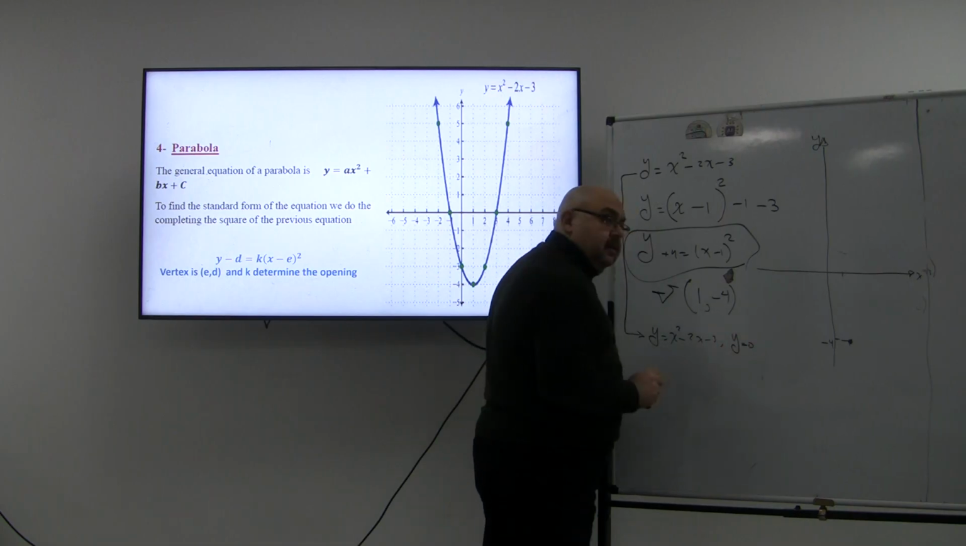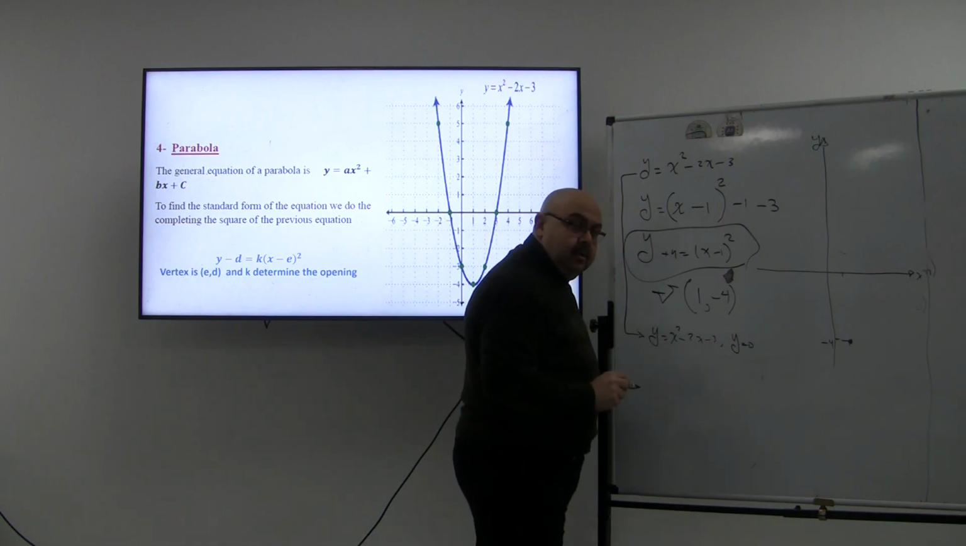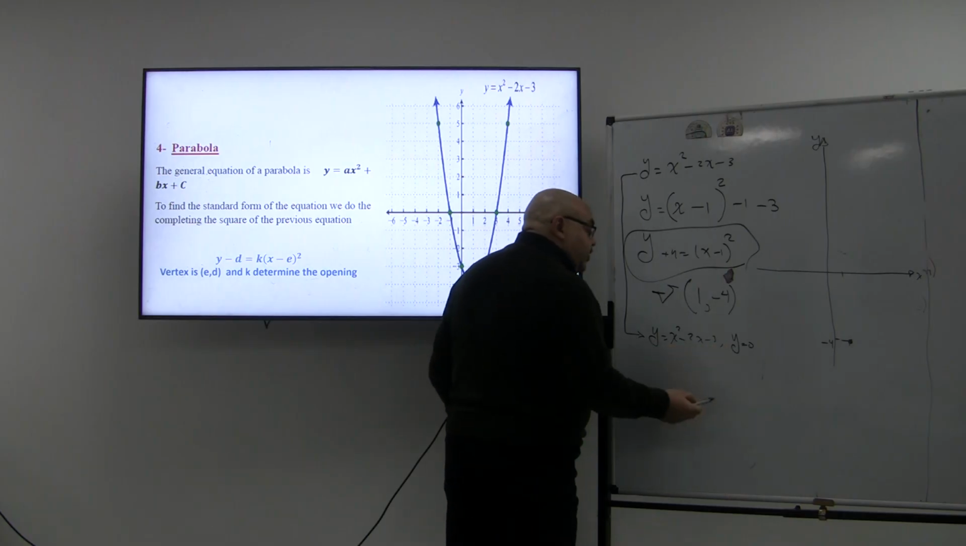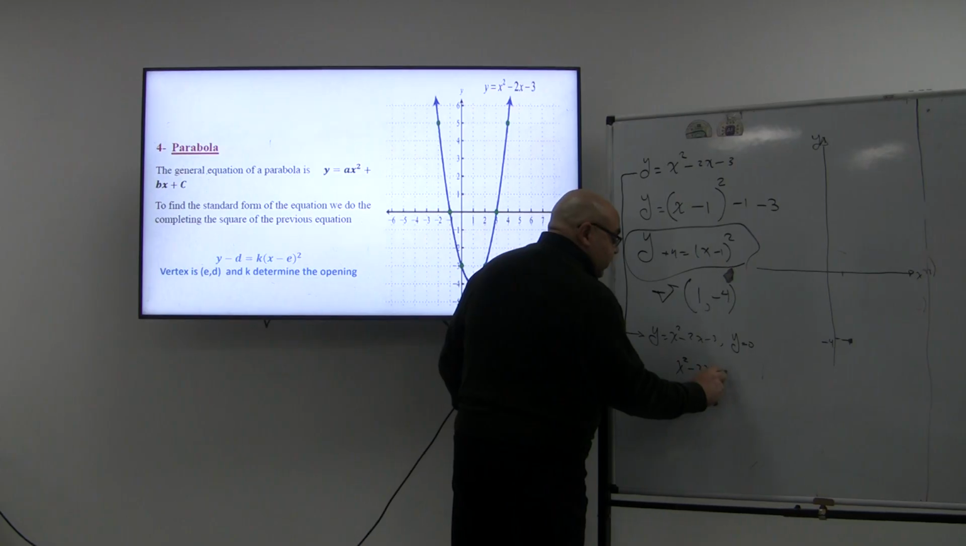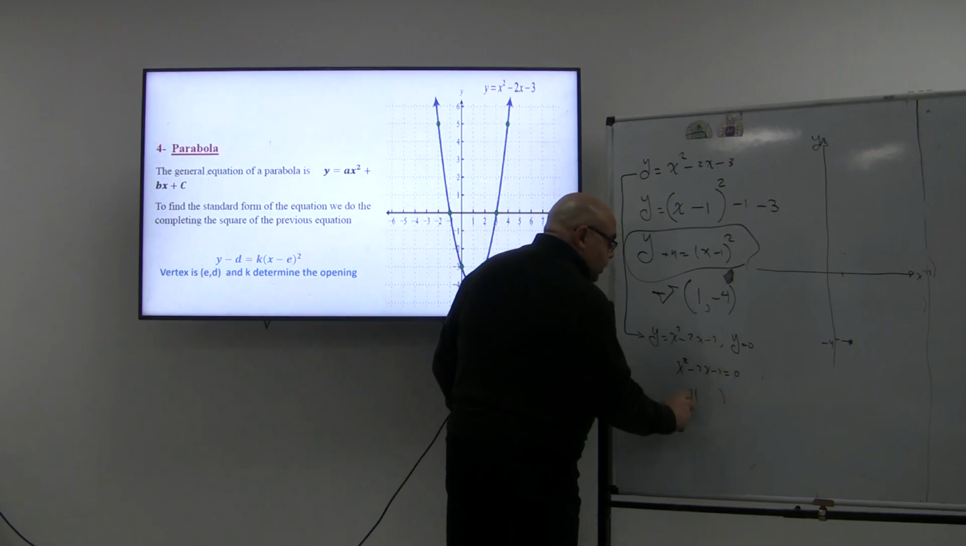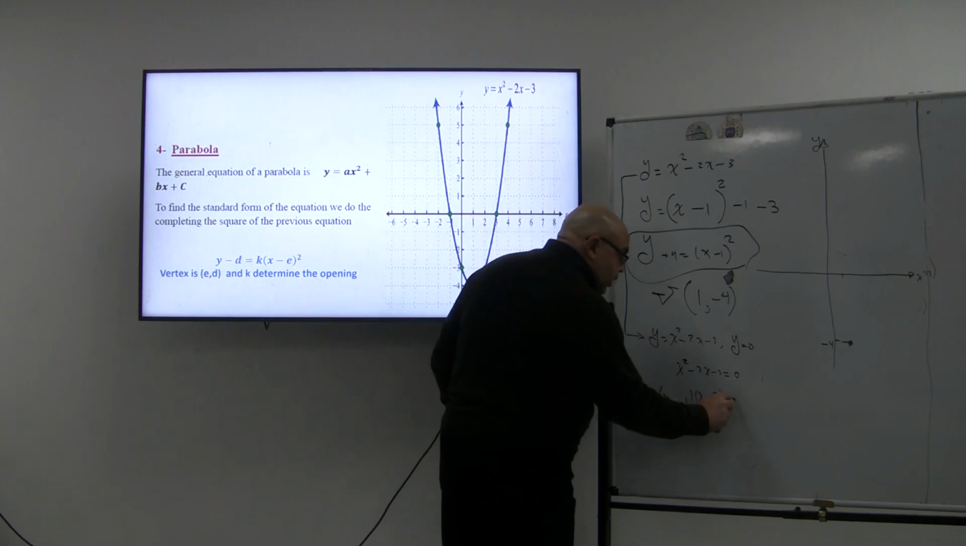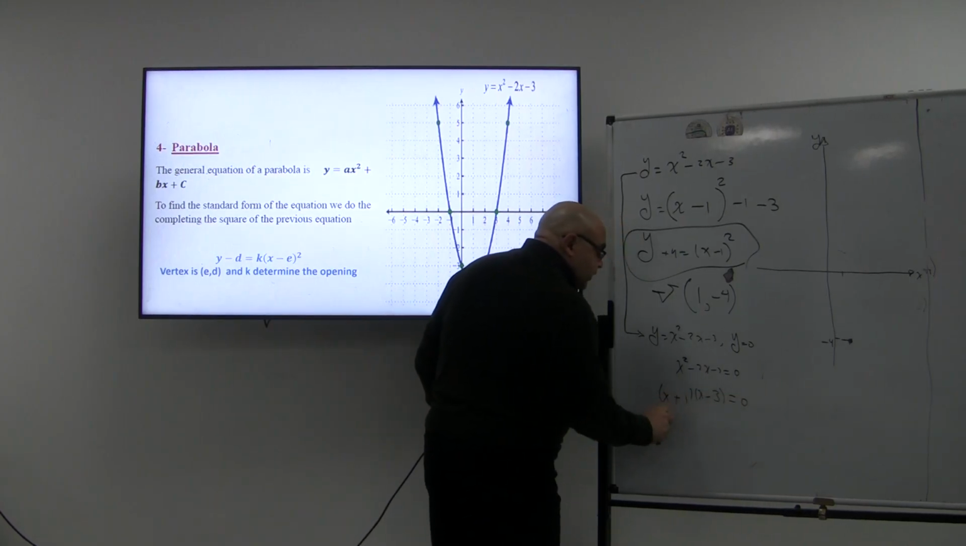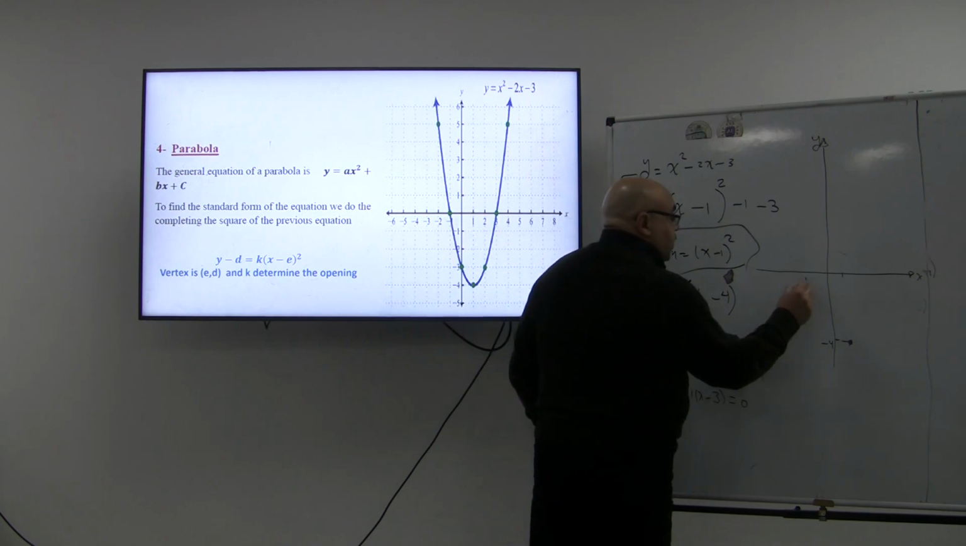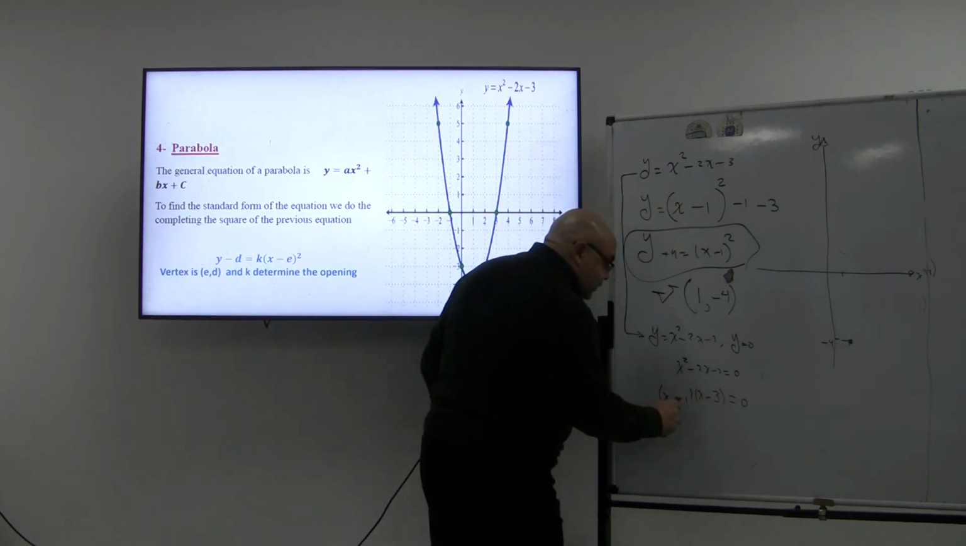Y equals 0. Then I will equate them together. So you will have x squared minus 2x minus 3 equal to 0, which I believe can be easily solved. (x minus 3)(x plus 1) equals 0. That's a negative, that's a positive. So actually, it will cut x at -1 and 3.